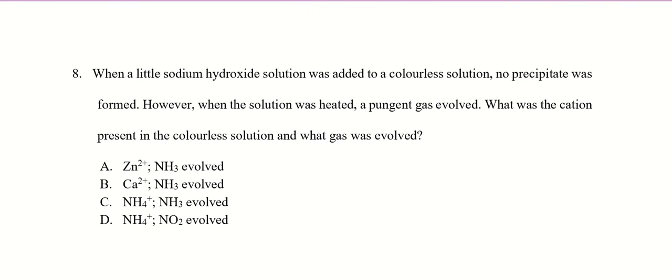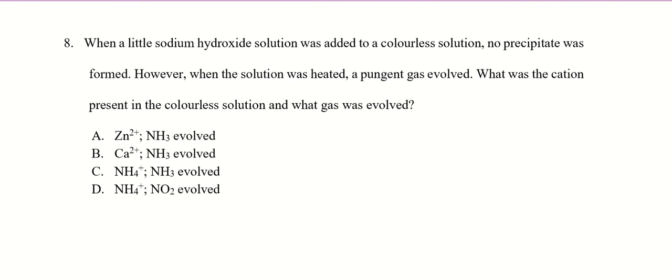Okay, let's go and do question number 8. When a little sodium hydroxide was added to a colorless solution, no precipitate was formed. However, when the solution was heated, a pungent gas was evolved. What was the cation present in the colorless solution, and what was the gas evolved? So, when we are testing with a little sodium hydroxide, we know that we are usually testing for cation.